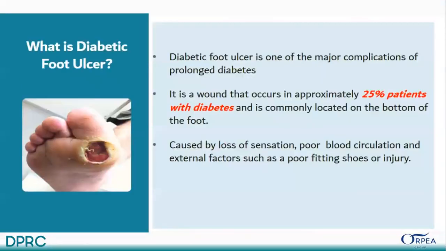What is diabetic foot ulcer? Diabetic foot ulcer is one of the major complications of prolonged diabetes. It is a wound that occurs in approximately 25% of patients with diabetes and is commonly located at the bottom of the foot, caused by loss of sensation, poor circulation, and external factors such as poor fitting shoes or injury.